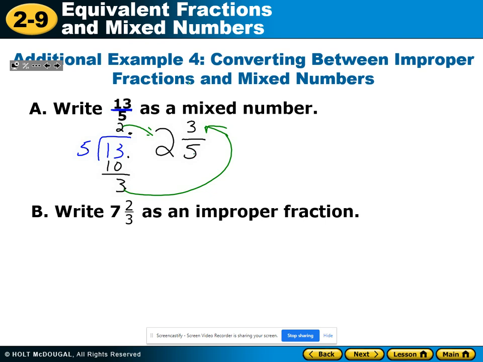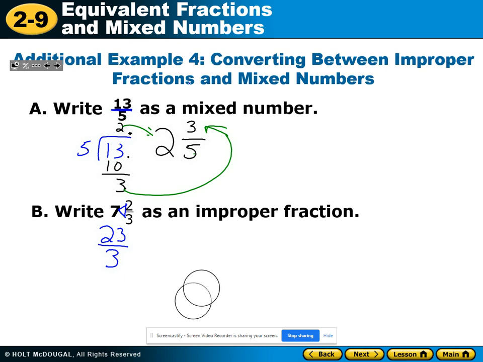Okay? To go the other way, we use something I call the triangle method. 3 times 7, 21. 21 plus 2, 23. See how I kind of made the triangle there? So we would get 23 over 3. That would be our improper fraction by using the triangle, doing air quotes, method.